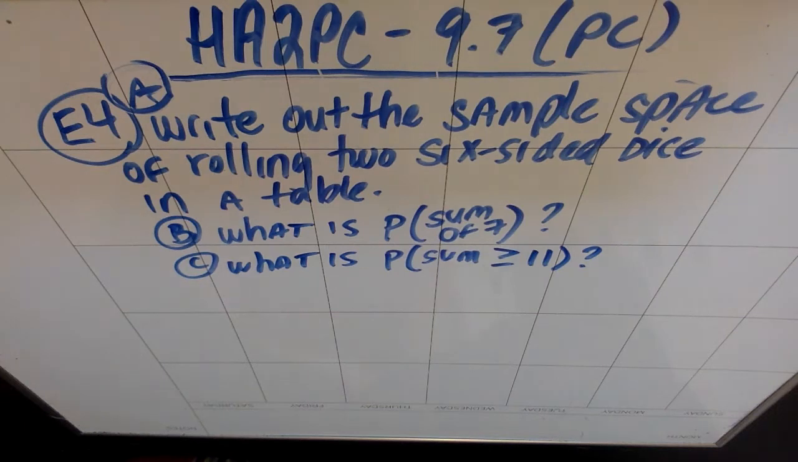All right, so in example 4, we're going to write out the sample space of rolling 2 six-sided dice in a table, because tabular format is a lot easier in this situation than writing it as a list. And then part B, what is the probability of getting a sum of 7, and what is the probability of getting a sum greater than or equal to 11? So let's go ahead and write our sample space first.